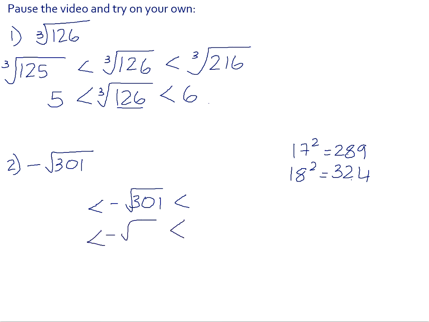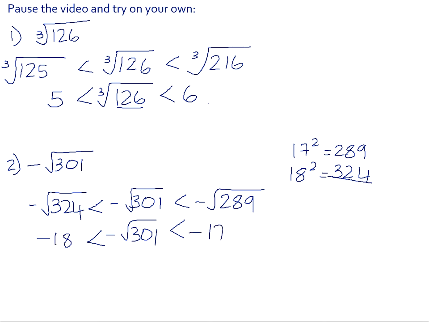Okay, so we need to just remember here that we're looking for negative square roots. So the larger number will actually be the smaller one if we make it negative. So it will lie between the negative square root of 324 and the negative square root of 289. So it will lie in between negative 18 and negative 17.